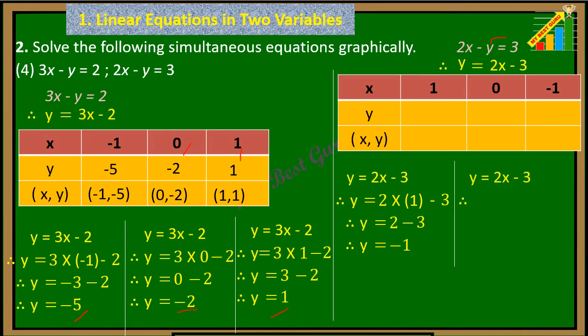Now next, y is equal to 2x minus 3, y is equal to 2 in bracket. Again you have to put 0 here. So it is 0 minus 3.